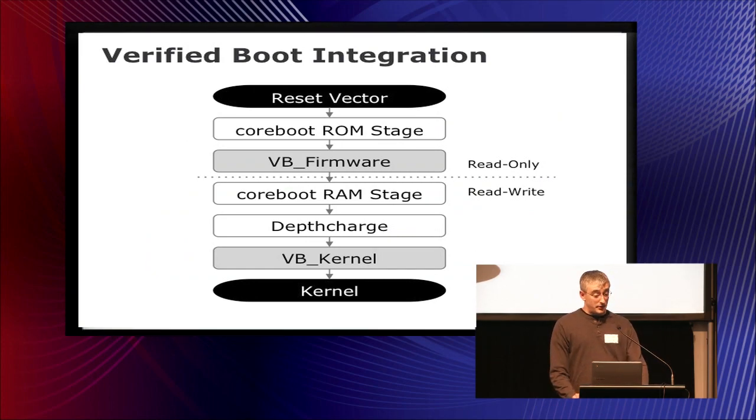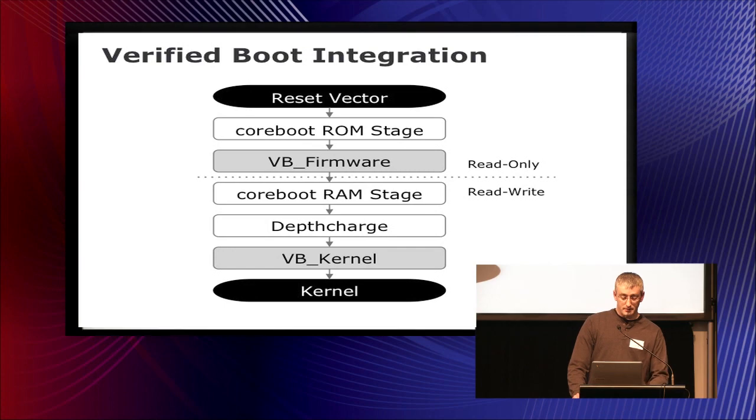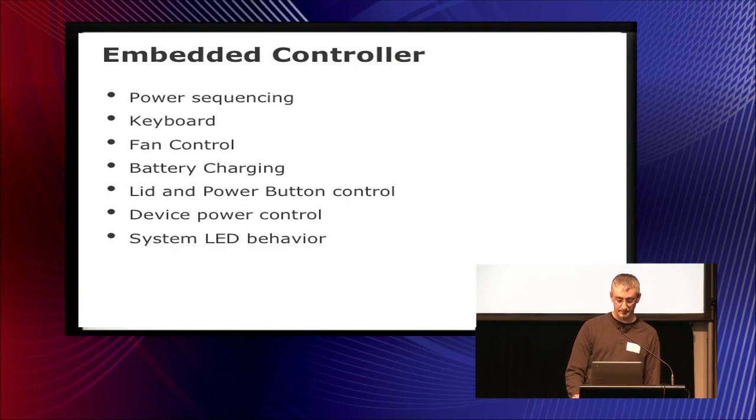So how does verified boot integrate with the firmware itself? I had mentioned the firmware boot stages earlier. Reset vector comes out, we go into the coreboot ROM stage, and then we execute the verified boot firmware side of the implementation, and this is all still within read-only code. Then we jump to a read-write version of RAM stage that goes into Depthcharge and executes the kernel side, and then we finally jump to a kernel. So it integrates pretty cleanly with pretty much any firmware implementation. It's just finding the right points to hook in to make it work.